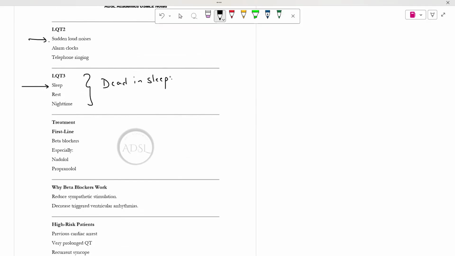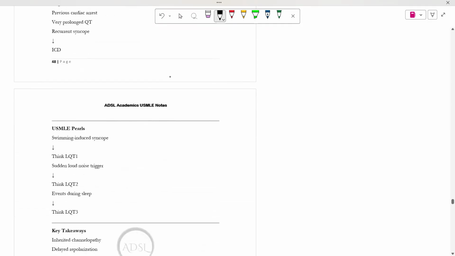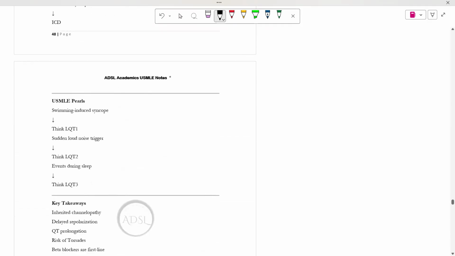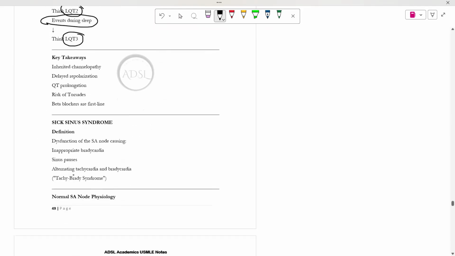Okay, no asphyxia but died in sleep. So what do you do? You usually start beta blockers. For these people, beta blockers you have to start. So in the exam, if you see swimming induced syncope, think of type 1, noise related type 2, and death during sleep type 3. Think about that. Okay, this is what it is.